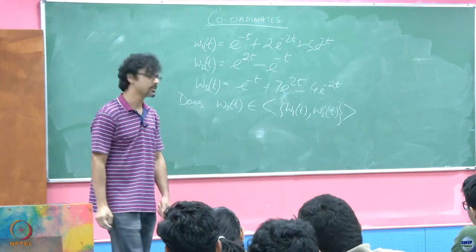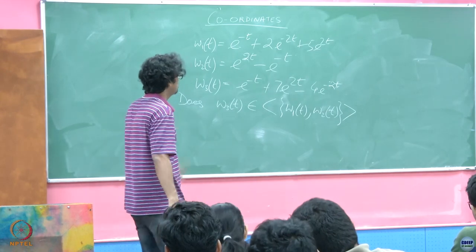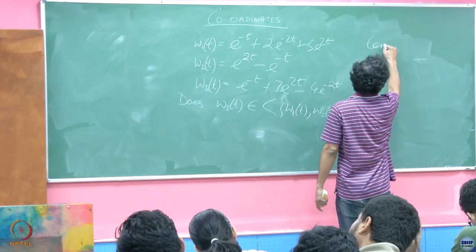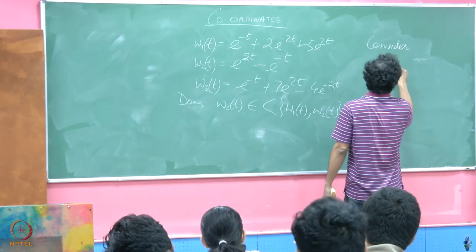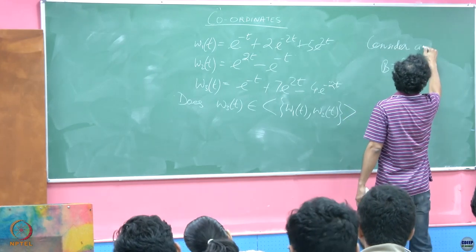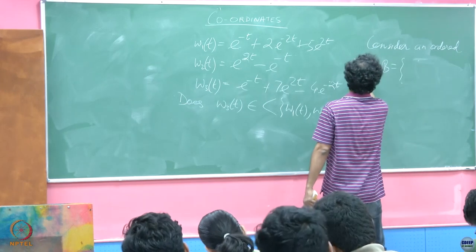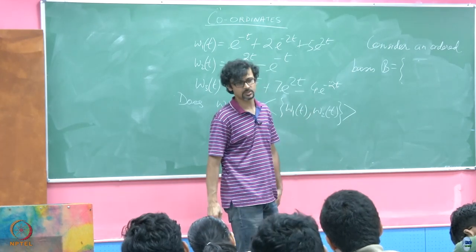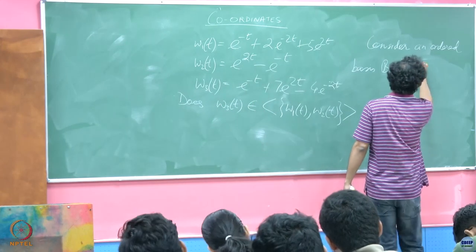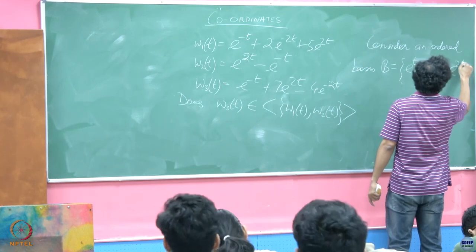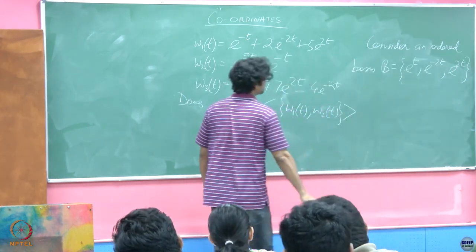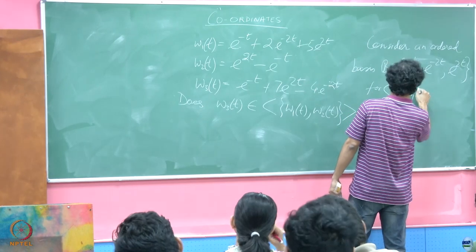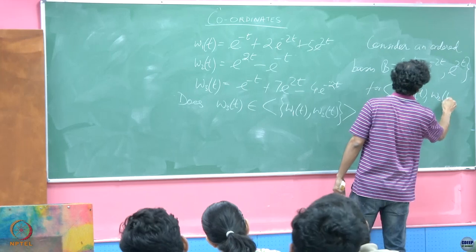Now, on the face of it, this might seem like a challenging question because these are time functions and all, right? But now think about it in terms of coordinates. So suppose you consider a set B to be given by, consider an ordered basis. I leave it to you to check that what I'm going to write is indeed a basis. Ordering is, of course, trivial. The way I choose the order is the ordering. So it's e^t, e^(-2t), e^(2t). Ordered basis B for W1(t) and W2(t), the span thereof.